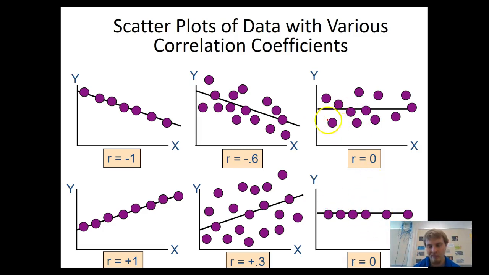This one's 0 because it's clustered around the middle and there's really no correlation. Same thing here. These things aren't really related to each other. This is really strong positive, and this is what a weak cluster would look like. So we'd call these strong negative, strong positive, moderately strong negative, weak positive, no correlation, no correlation.